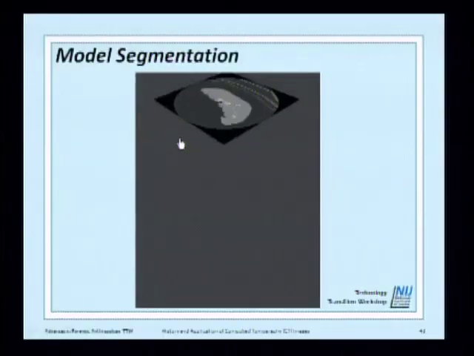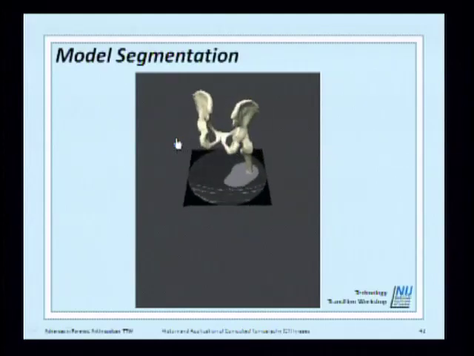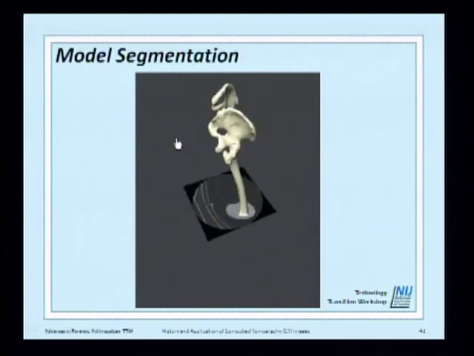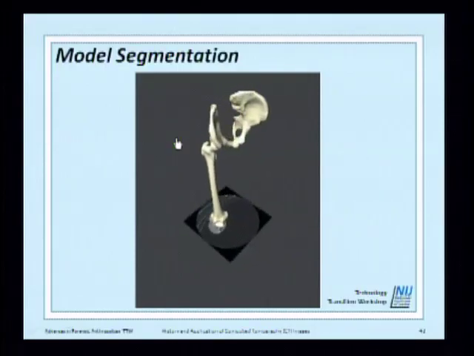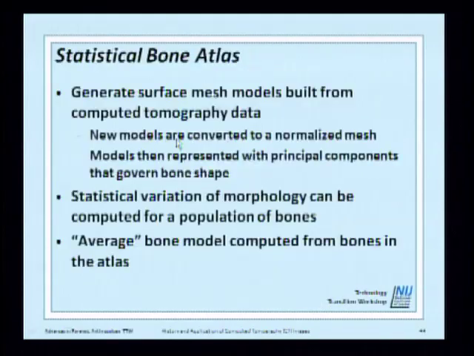This is some of the earlier segmentation we did. This was for a cadaver I had, showing the quality of the segmentation. Initially we started manual, now we are doing even automatic segmentation with the help of the Statistical Atlas. So what is the Statistical Bone Atlas, what I'm talking about here? It basically generates surface mesh models built from computed tomography data. These models are converted to a normalized mesh, which means that when we build the atlas, we make sure the points are distributed properly, and we have control over the number of points.